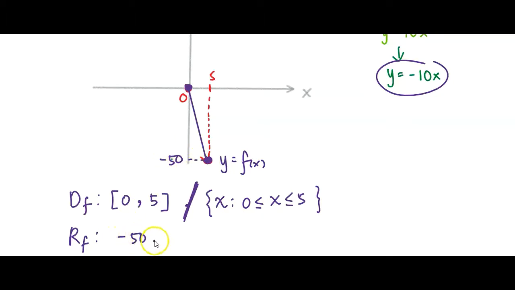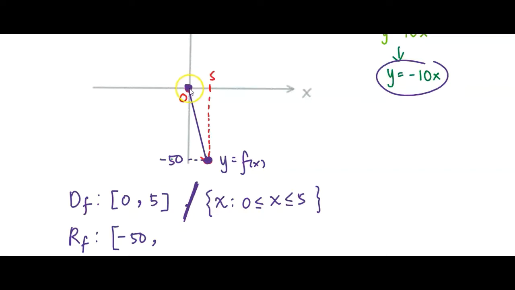So my range will start from -50, and this is a closed bracket because it includes -50. You can see from this dent circle. And the highest point for my graph is this point. What is the y value for this point? That is 0.